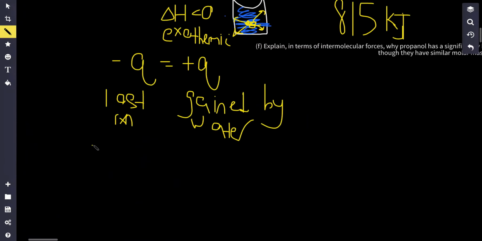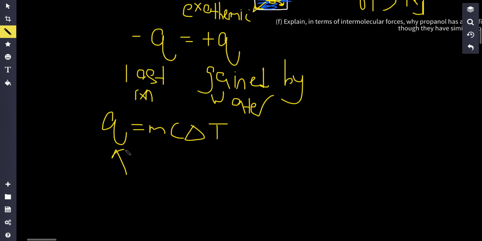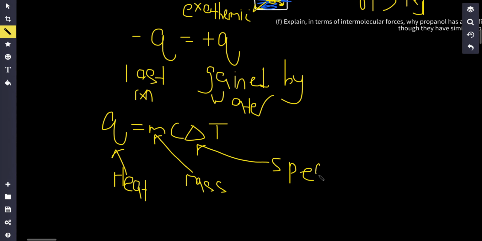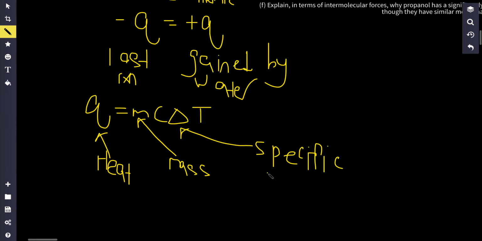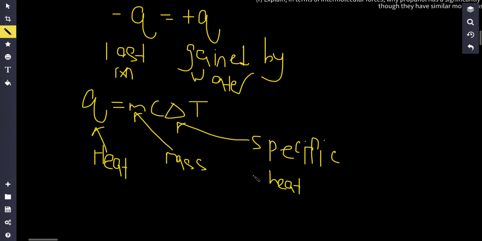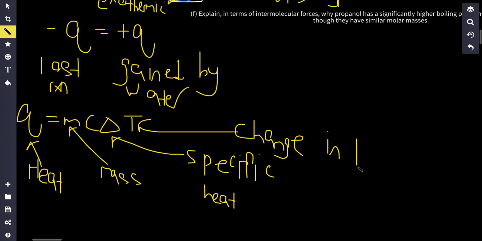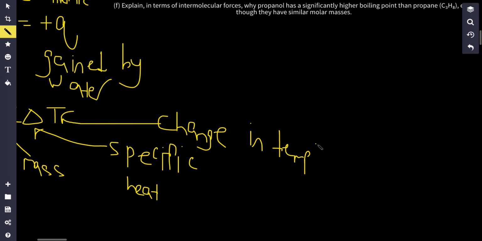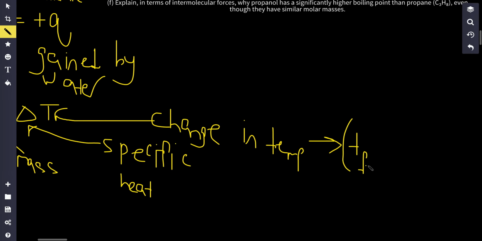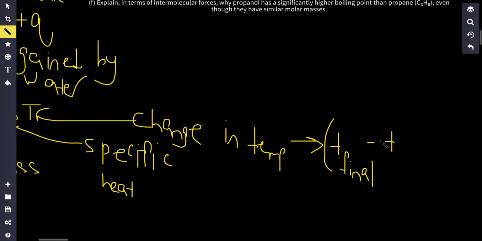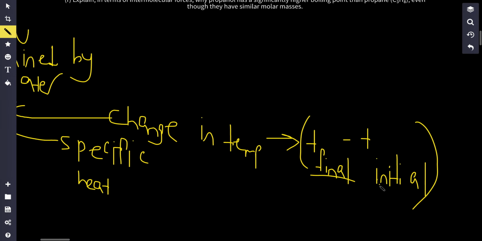Now, you also got to know the equation. Q is equal to mcΔT. Q, that's the heat symbol, represents the heat. M represents the mass. C represents the specific heat capacity. And delta T just represents your change in temperature. Whenever you're talking about the change in something, it's usually going to be the final minus the initial. So if you're trying to find a change in temperature, it's going to be the final temperature minus the initial temperature.